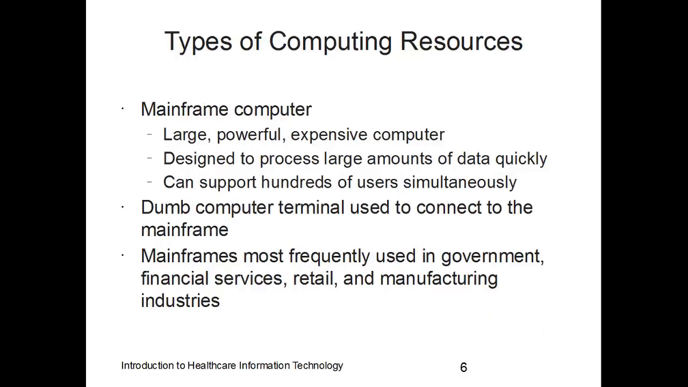Now let's talk about various types of computing resources. The first one we'll talk about is the mainframe computer. This is a large, powerful, very expensive computer, designed to process a large amount of data very, very quickly, and it can support hundreds of users at the same time. The typical desktop computer, the dumb computer terminal as it's called, is used to connect to that mainframe. Mainframes are most frequently used in government settings, financial services, retail, and the manufacturing industry.